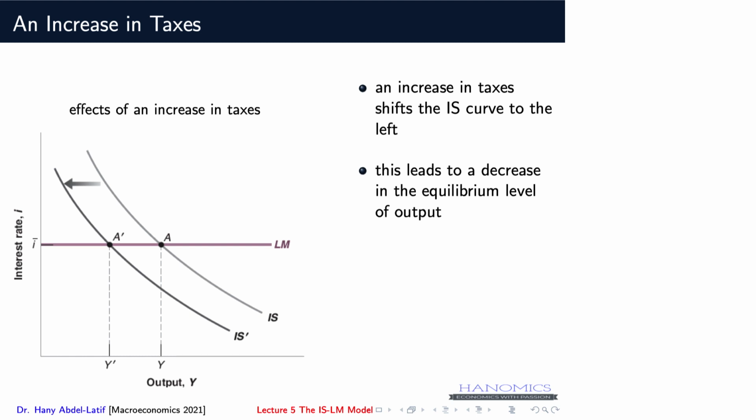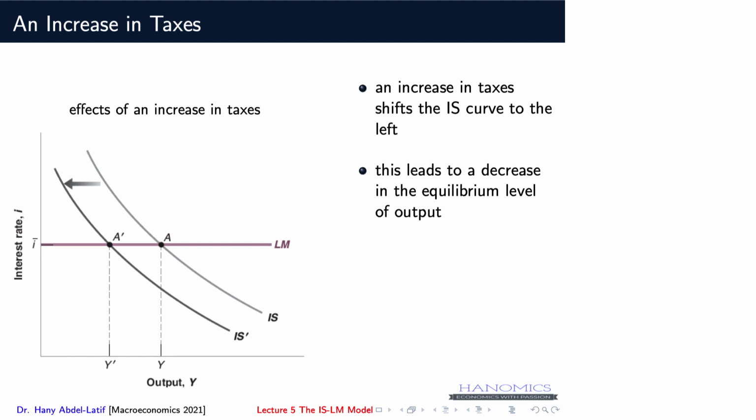We have the first IS curve with a first equilibrium point A, and this is associated with this level of interest rate I and this level of output. Now what happened is the increase in taxes lowered aggregate demand, and that will shift the IS curve to the left. The result is we still have the same interest rate, but a lower level of output, which is Y prime. So this is the effect of the policy change.